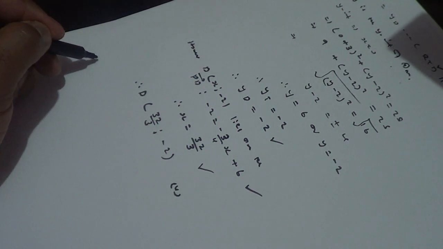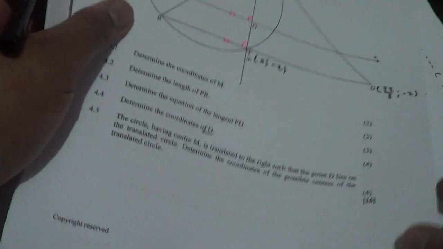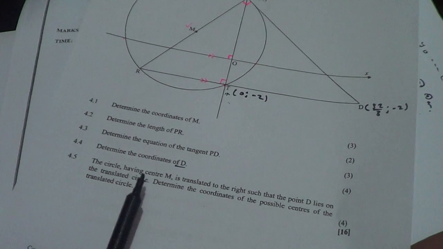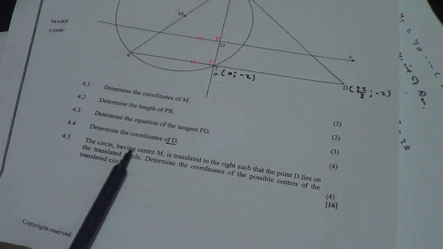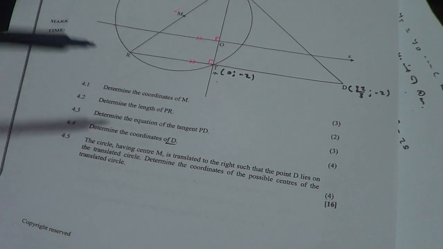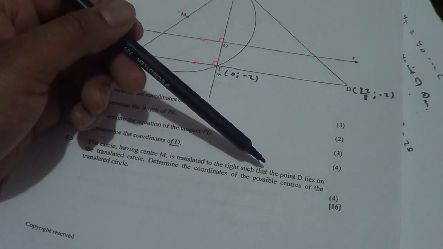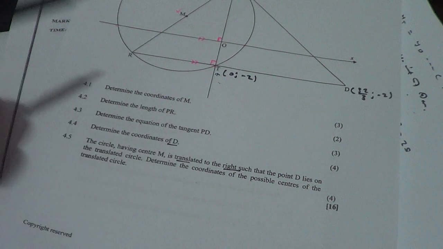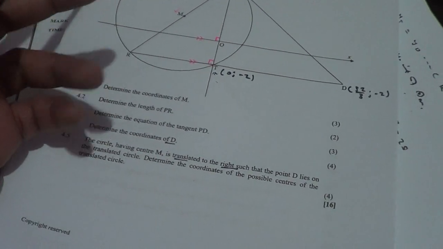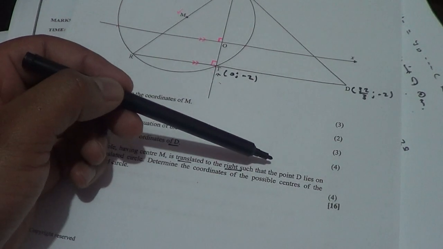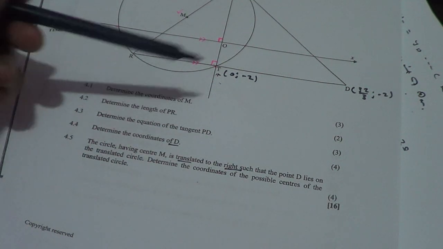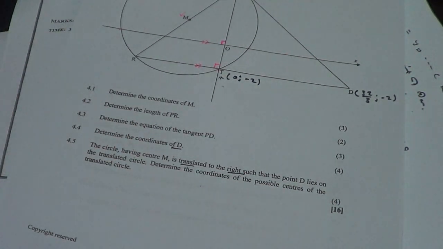And then we do the last question, 4.5. The time that I thought I was going to be done with this is not happening. Now they're saying the circle having center M is translated to the right. Remember, translation is horizontal, to the right, such that the point D lies on the translated circle.